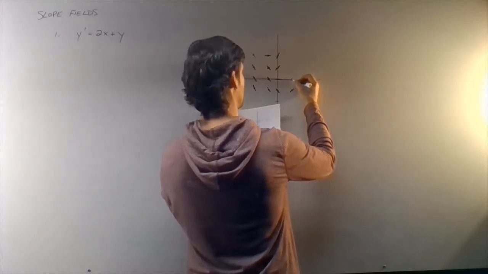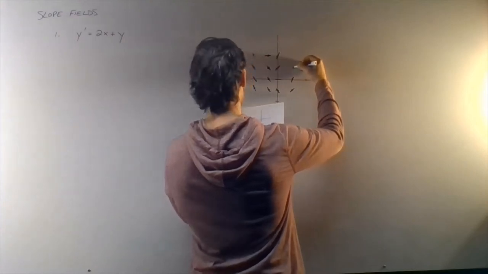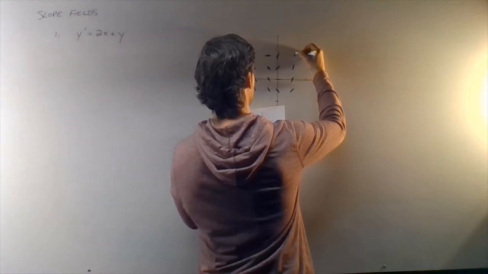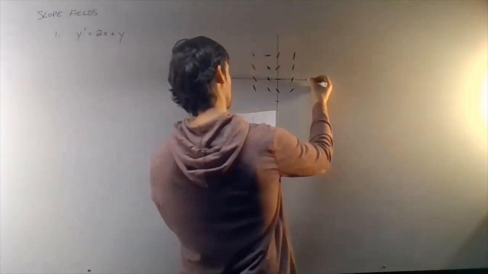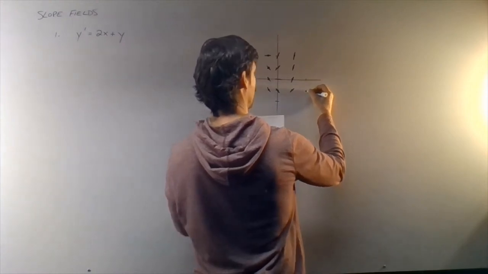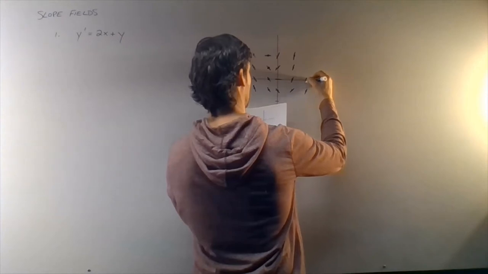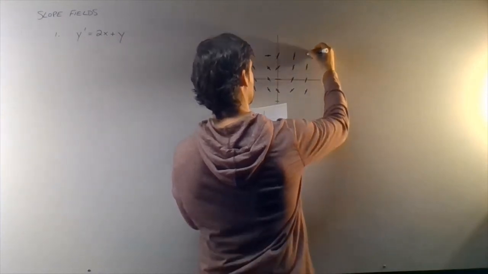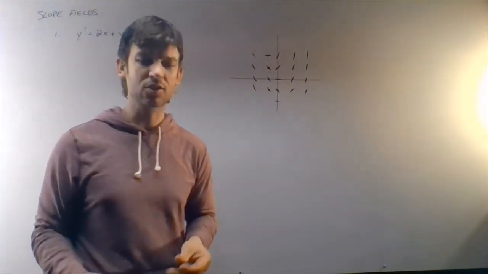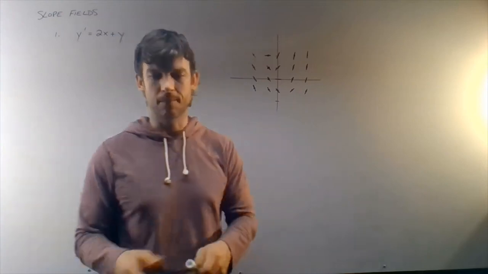At 1, 0, I get 2. At 1, 1, I get 3. And at 1, 2, I get 4. At 2, -1, I get 3. And then 4, and then 5, and then 6. It's getting steeper. All right, so this actually represents what the function would look like.